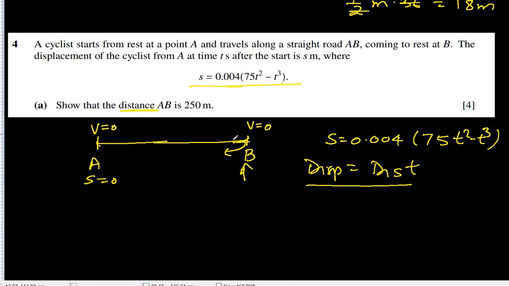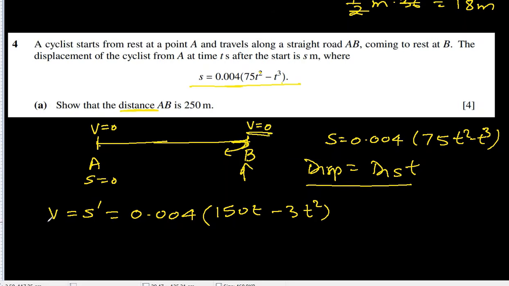So to find this turning point, we'll have to find the velocity equation from the displacement equation. And velocity is nothing but the differentiation of the displacement equation. And if we differentiate this one, 0.004 is a constant, so we'll not touch it, we'll just differentiate what is inside here. So 2 times 75 is 150t minus 3t square.